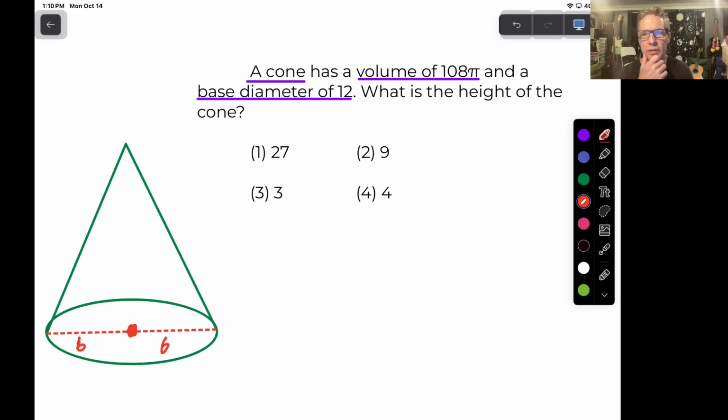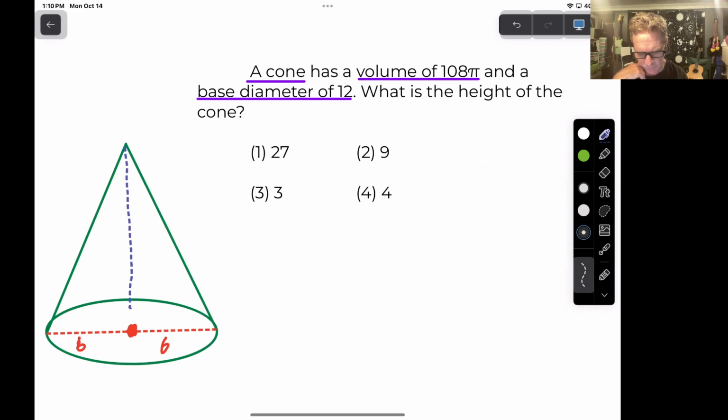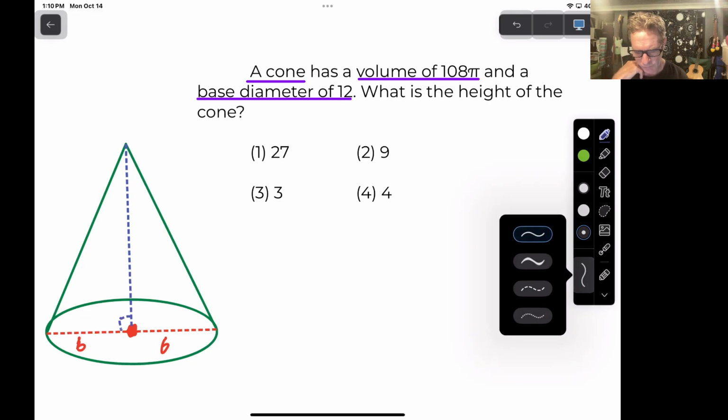Now we can figure out our, oh, we have to figure out the height. Oh, that's tricky. All right, so let's go ahead and draw in our height. The height would be going straight down to the center, at a right angle. So there's our height. We'll just call that h.